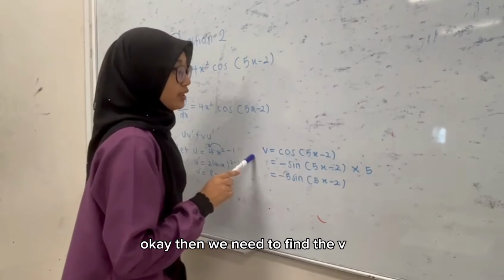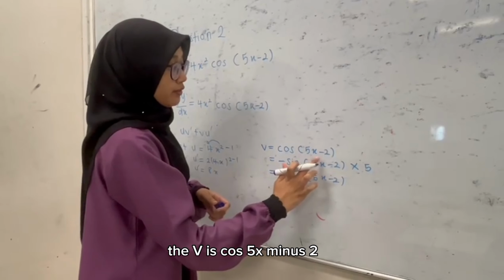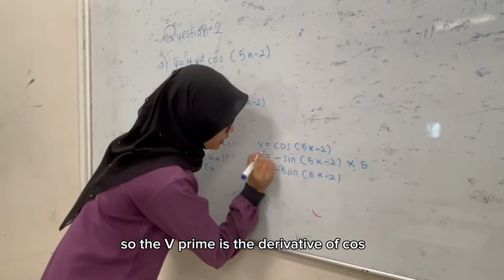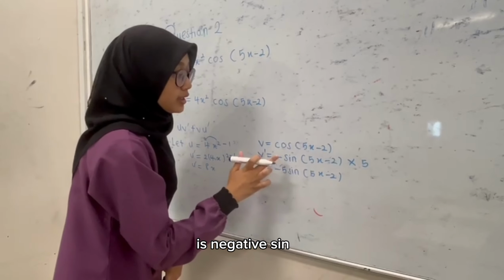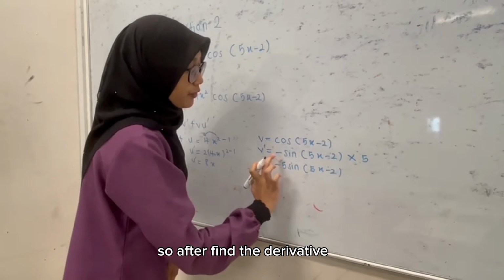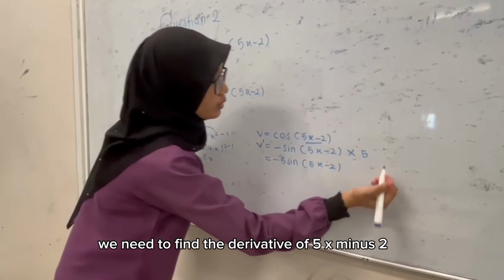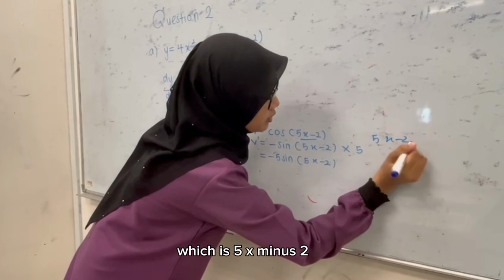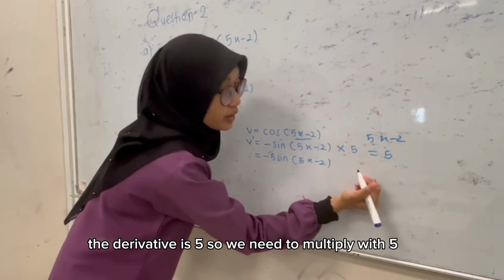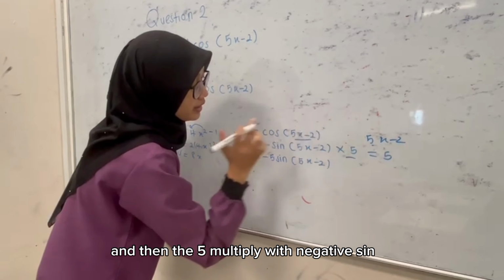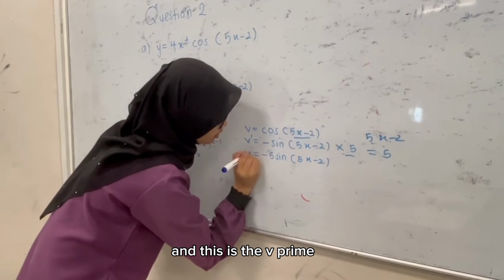Then we need to find v. The v is cos(5x - 2). So v prime: the derivative of cos gives a negative sign. After finding the derivative of cos, we need to find the derivative of 5x - 2, which is 5, so we multiply with 5, and then the 5 multiplied with the negative sign gives v prime.